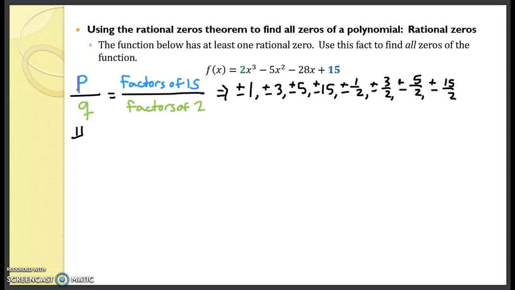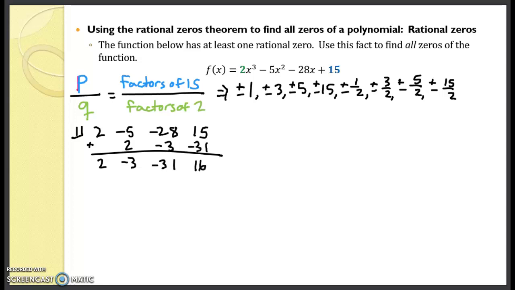Let's do some synthetic division. So 2, -5, -28, and 15. That's going to give us 2, bring down the 2. 2 times 1 is 2. We're adding these. -5 plus 2 is -3. That's going to give a -3 here. -28 plus -3 is -31. -31 times 1 is -31. And then we add those, we get 16. That is not 0. So that means 1 was not a 0.